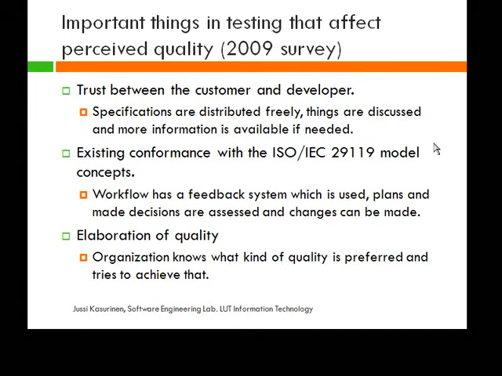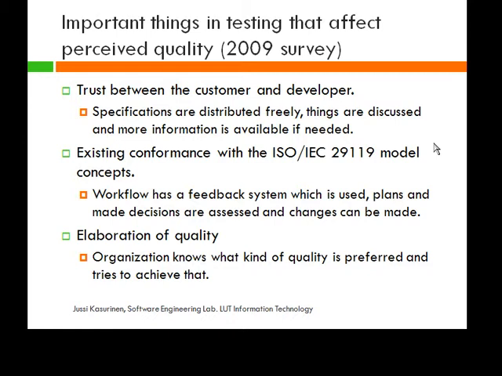If the specifications are distributed freely, things are discussed, and the information is available, it really helps with the quality of the software product. Another thing was the existing conformance with the concepts, the ideas presented in the test process model. If the workflow has a feedback system, and there are plans, and there are certain decisions and documents, and there's assessment and the possibility to change things, it helps quality. And of course the elaboration.